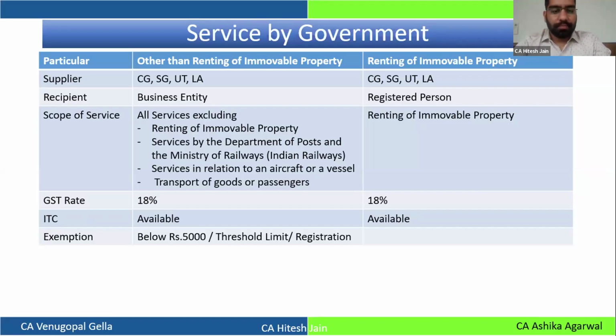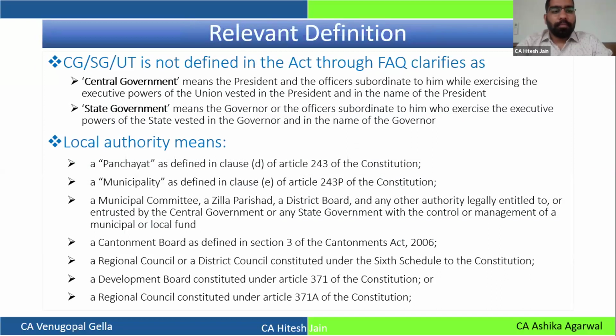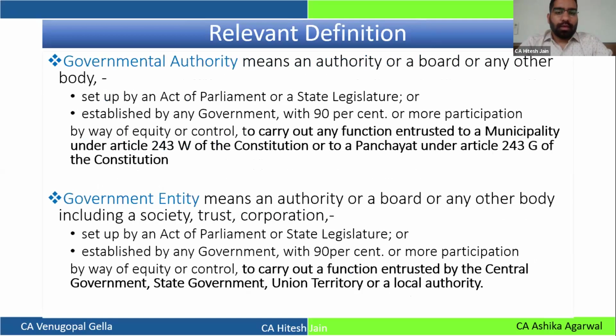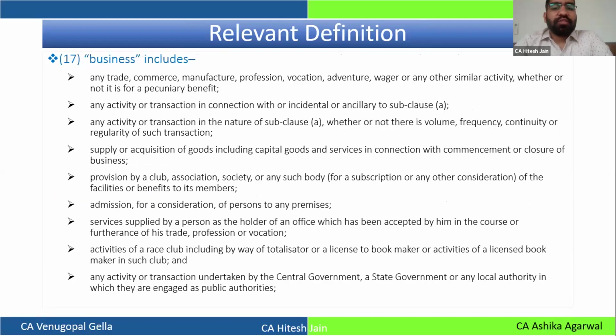Moving ahead, these are the relevant definitions of the central government, state government, and the local authority. This is again a governmental authority and government entity as defined under the GST law. This is the definition of business, what constitutes a business in GST.